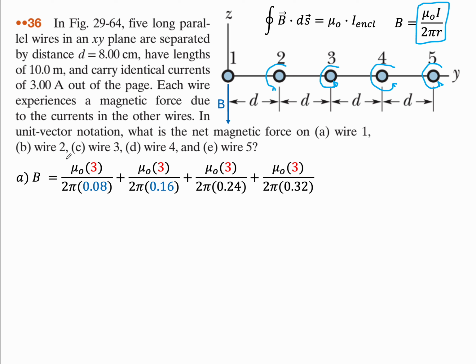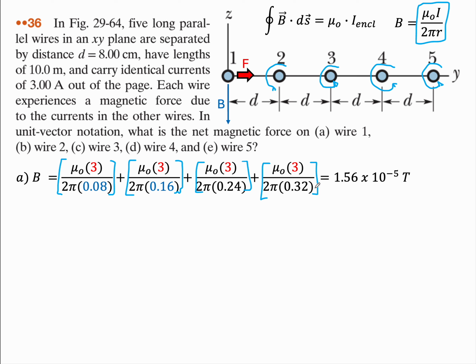Well, here is the magnetic field due to wire 2. It's 8 centimeters away, carrying 3 amps. Here is the magnetic field due to wire number 3. It's 16 centimeters away. And here's the magnetic field due to wire 4. It's 24 centimeters away. And here's the magnetic field due to, finally, wire 5. If you add those all up, you find the total magnetic field acting at the position of wire 1 is this. How do we figure out the force?